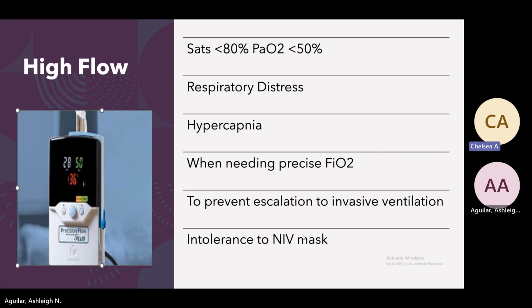Some indications for high flow nasal cannulas: sats less than 80% or a PaO2 of less than 50%. If your patient's having respiratory distress, if they have hypercapnia, or when your patient needs a more precise FiO2. Also, we will start high flow to prevent escalation to invasive mechanical ventilation, and if they have an intolerance to a non-invasive mask.